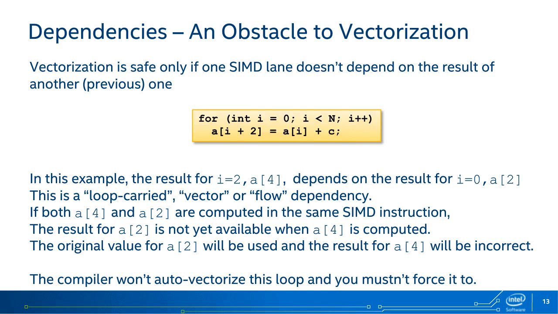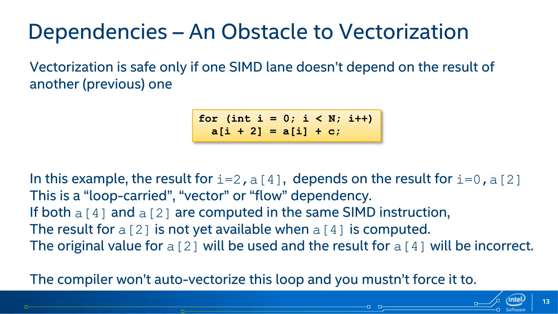So here, in this particular example, you can see that for the I value set to 2, for the second iteration, the fourth element of the array A, which is A4, depends on the result of a 0 iteration, which is the second element of array A. So this kind of dependency is called loop-carried vector or flow dependencies.